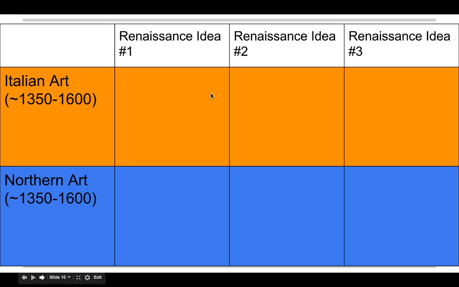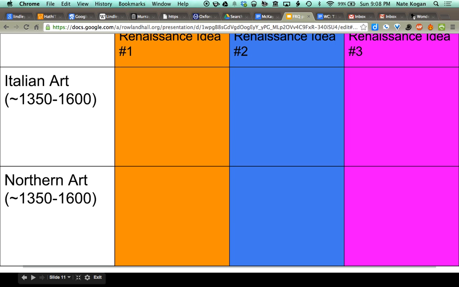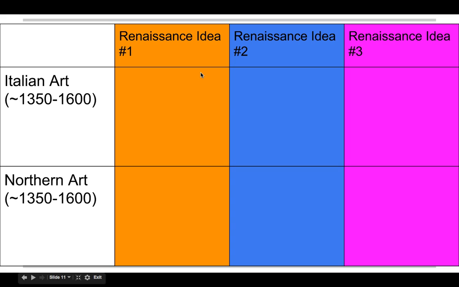I think it's more effective to organize here vertically so that you have one body paragraph all about the first Renaissance idea in both Italian art and Northern art. This allows you to do commentary that's comparative instead of just descriptive throughout. Second idea, maybe humanism or classicism or whatever, talking about Italian art and Northern art side by side, and then the third idea talking about it side by side.